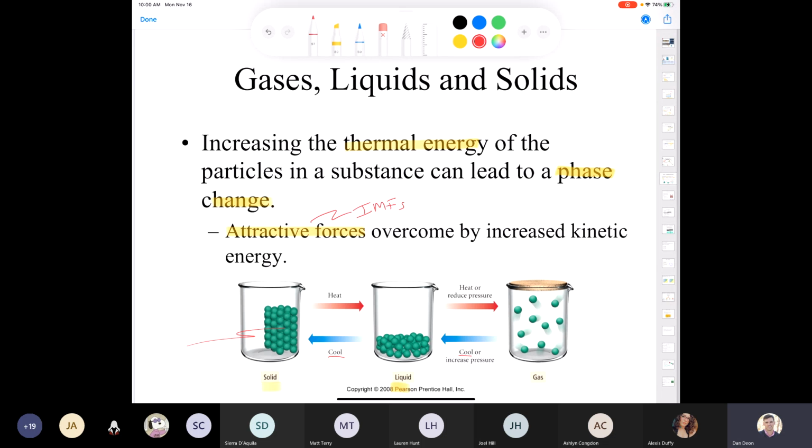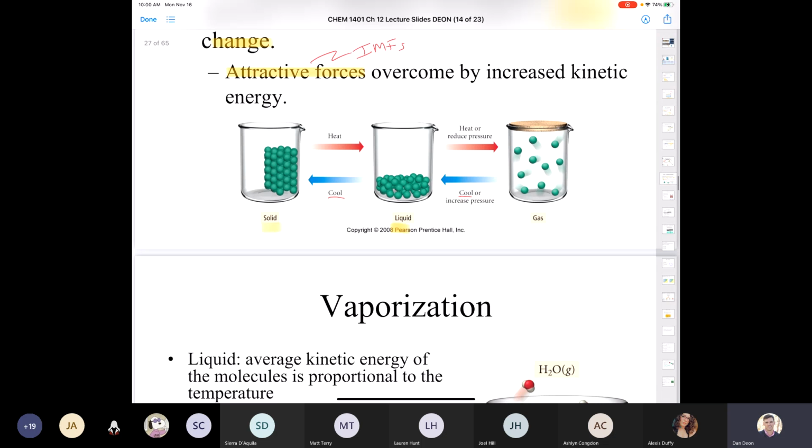So depending on the solid, maybe it's hydrogen bonds that need to be overcome. Maybe it's a dipole force that needs to be overcome, if it's a polar molecule. If it's a non-polar molecule, then it's going to be London forces that need to be overcome in order to convert it from a solid to a liquid. Okay, that's the kind of mindset you want to keep while we're progressing through the material.